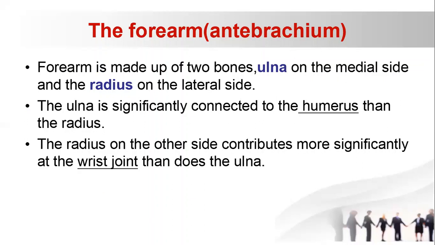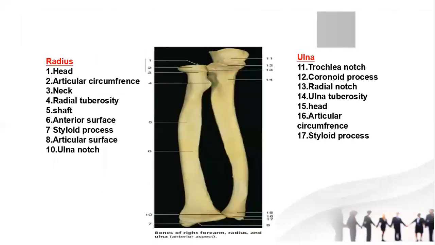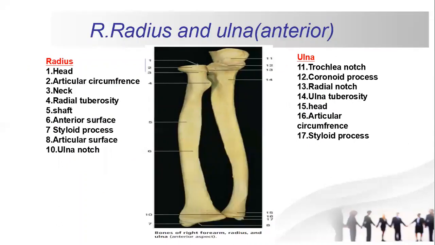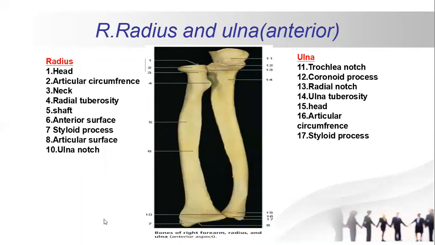So it's the opposite of the other. The ulna contributes significantly, it's connected to the humerus, while the radius is significantly connected to the wrist joint than the ulna. So let's check on these bones. We have the radius and the ulna. As stated earlier, the ulna is found on the medial aspect, and the radius on the lateral aspect.